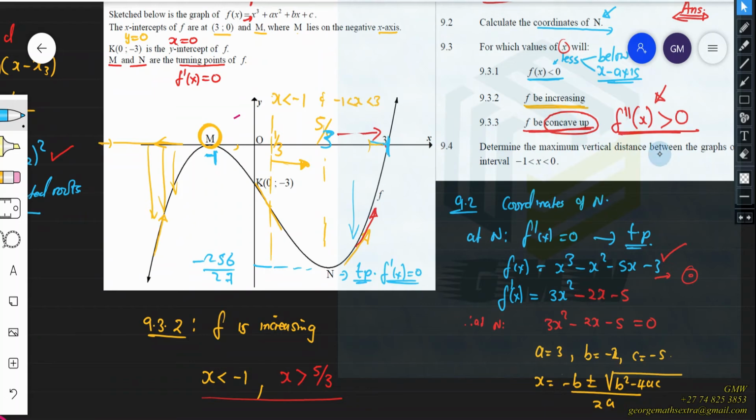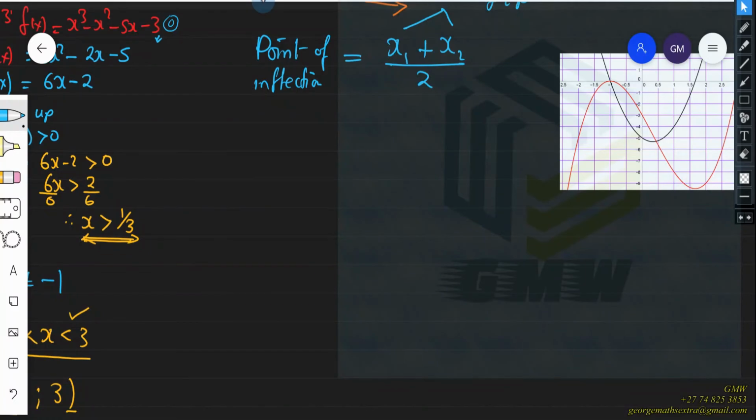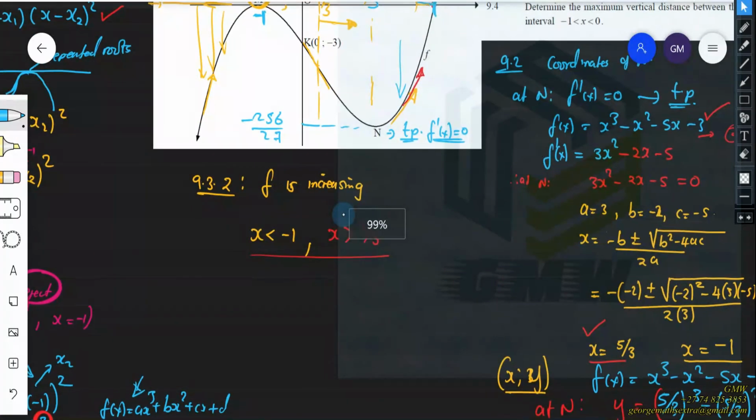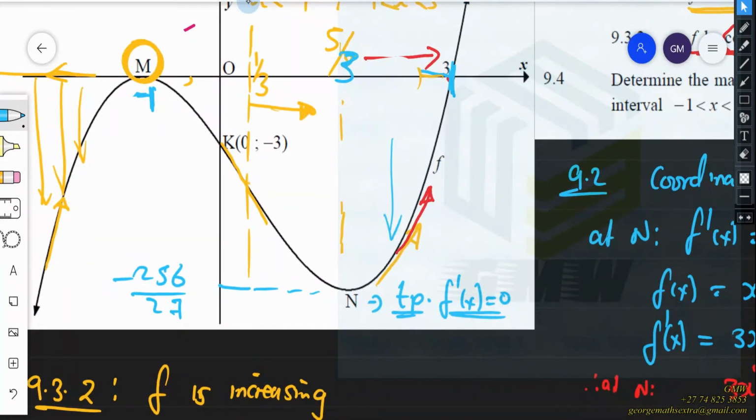So for us to find the point of inflection, we simply say this is equal to minus 1, the x value there, plus 5 over 3, then everything divided by 2. Now if you do this, you are going to get x equals 1 over 3. Now this is the point of inflection. So if you get x equals 1 over 3, just like our graph shows there, now you go to the graph, then you put your x equals 1 over 3 like we did here.